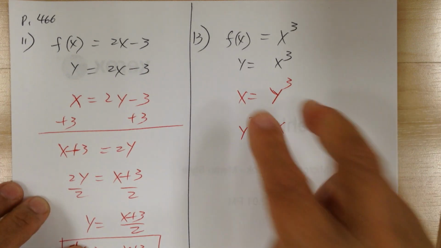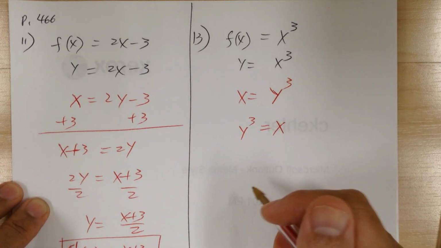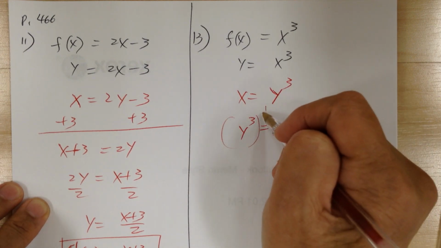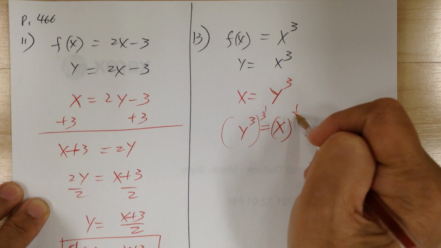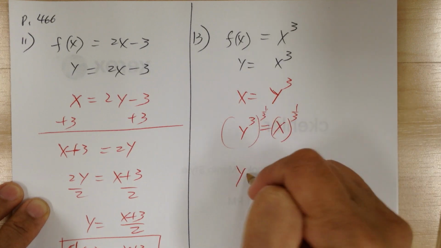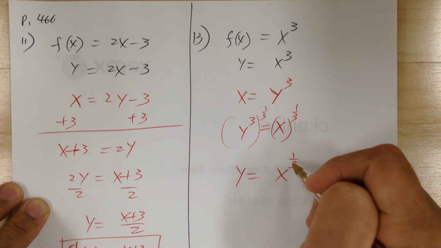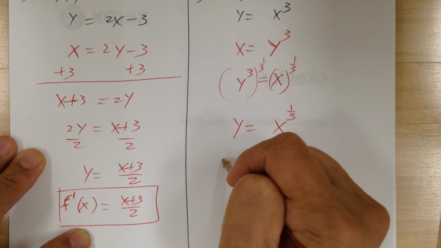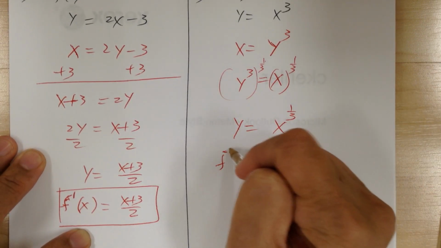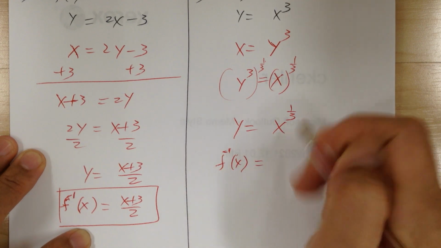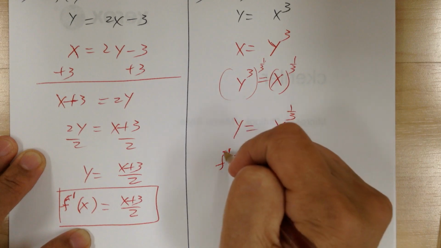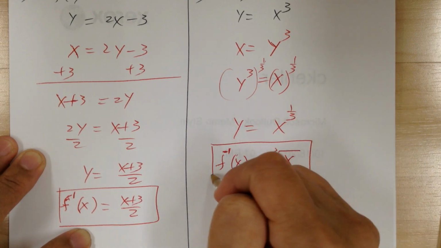So first you switch the x and the y. Then after that you have to solve for y. From here, you're going to raise both sides to the 1/3 power so that this will cancel out. So you get y equal to x to the 1/3 power. And y would be just the inverse function of x. And 1/3 power would be the cube root of x. That's what this is. And so that's your inverse function.